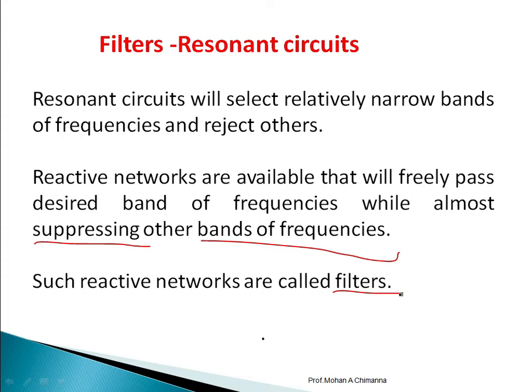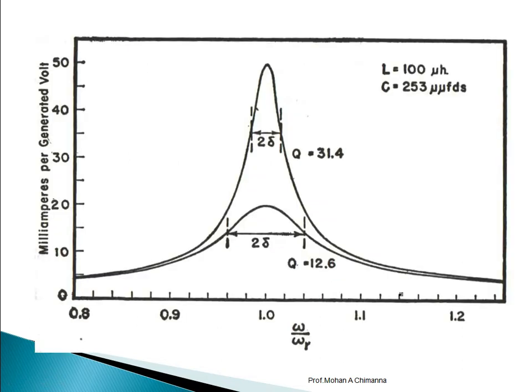In my previous video we have seen the different types of filters: band pass filter, band stop filter, low pass filter, high pass filter, and notch filter, along with their basic circuitry and derivation. That part we saw in my previous video. Here is the milliampere per generated volt which is to be generated here.